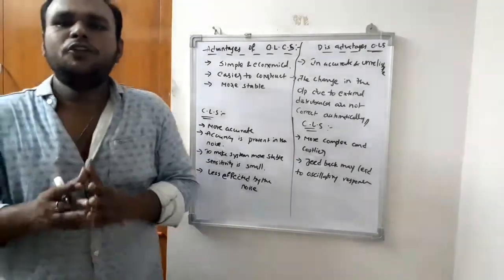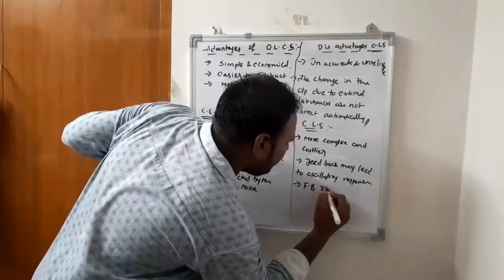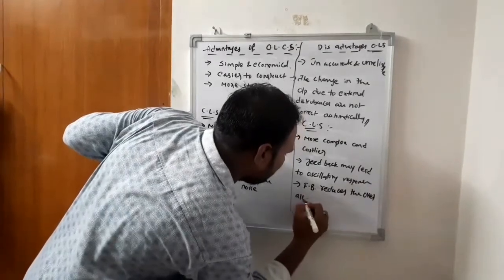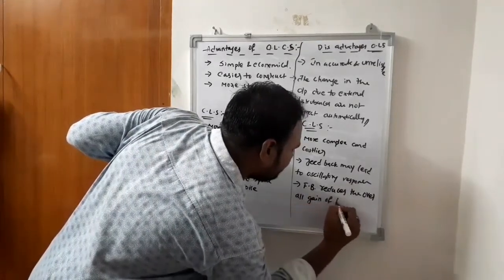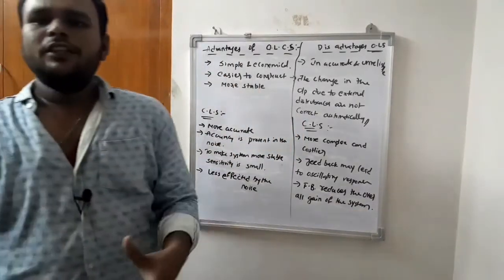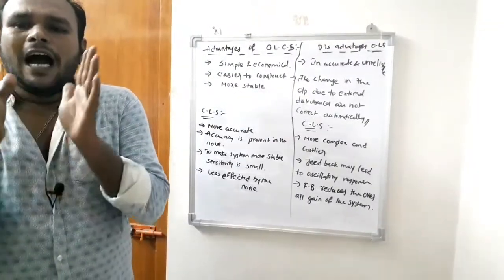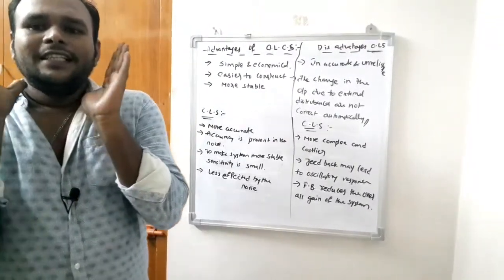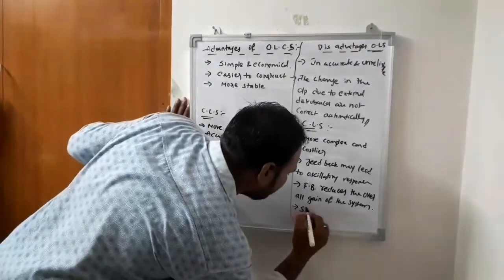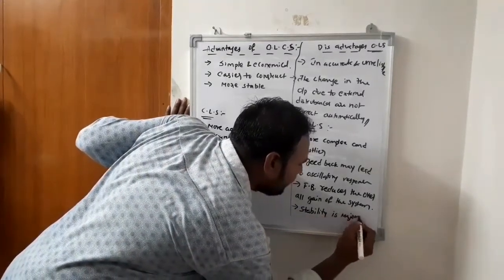The feedback reduces the overall gain of the system. And finally, stability is a major problem in the closed loop system, and more care is needed to design a stable closed loop system. Stability is a major problem.